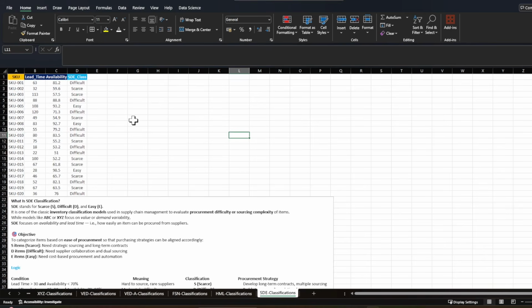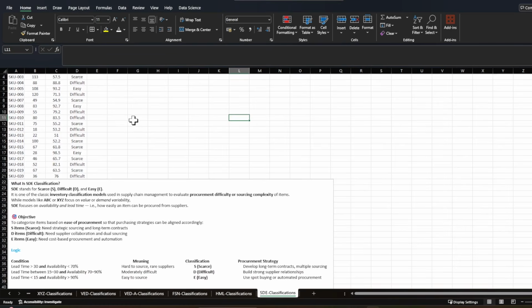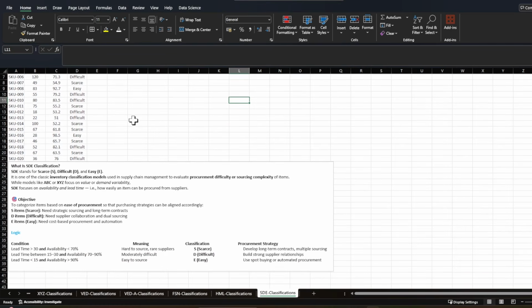In terms of lead time, you can classify as per your data points, your business and your industry. Let's say if the lead time is greater than 30 days and availability is less than 70%, it means it is hard to source and there might be very limited suppliers. So I should classify it as S. The strategy I should take here is developing long-term contracts, and multiple sourcing should be the way to build resilience around this kind of product.